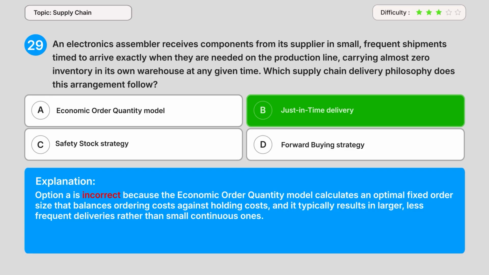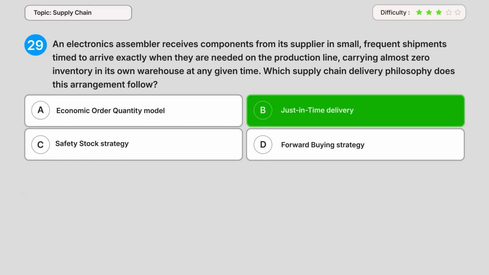Option A is incorrect because the economic order quantity model calculates an optimal fixed order size that balances ordering costs against holding costs, and it typically results in larger, less frequent deliveries rather than small continuous ones.